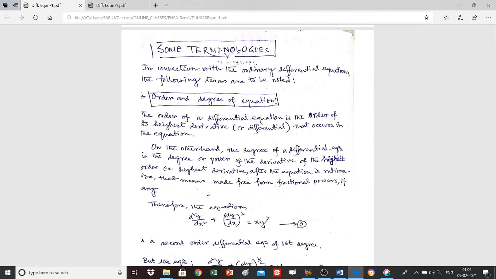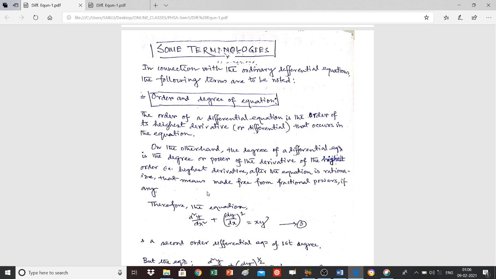First of all, the first topic is the order and degree of a differential equation. It is very important to know what the order and degree of a differential equation are. So the first one is order. The order of a differential equation is the order of the highest derivative.